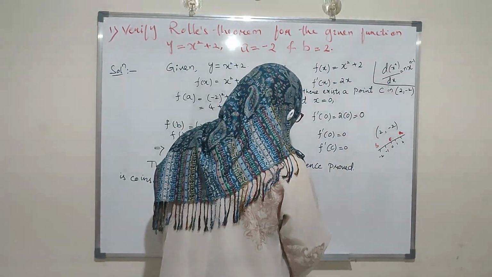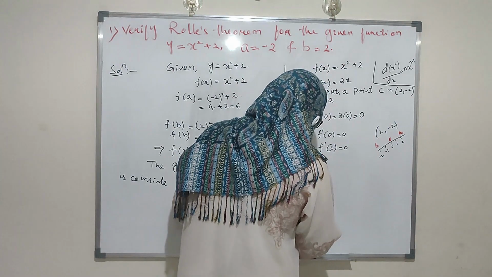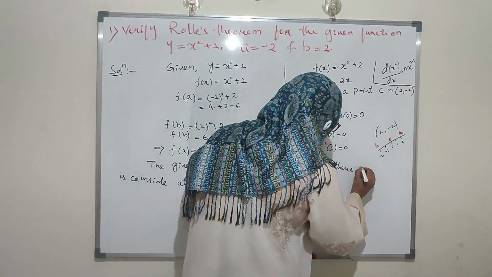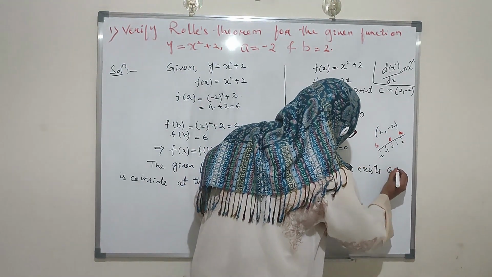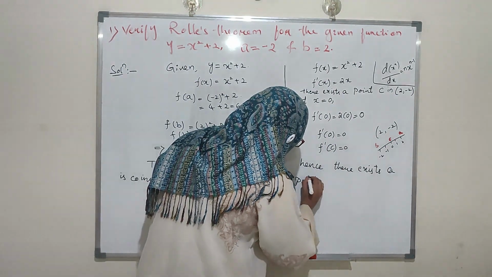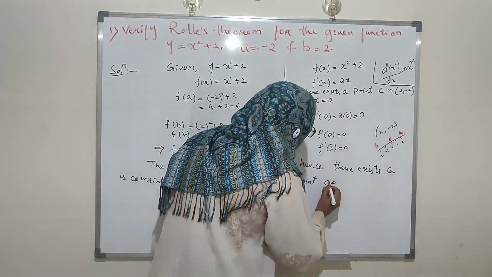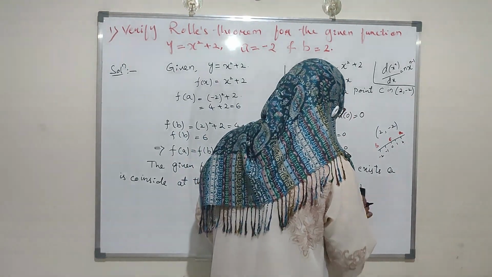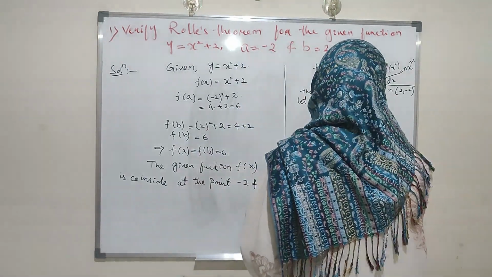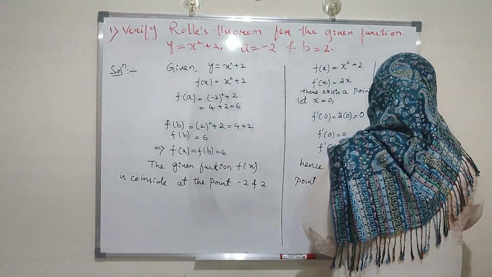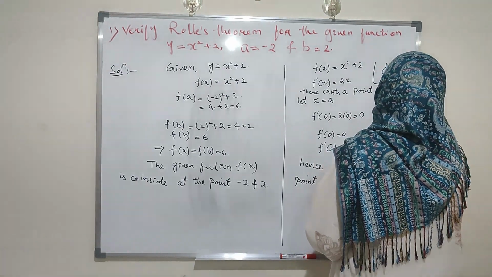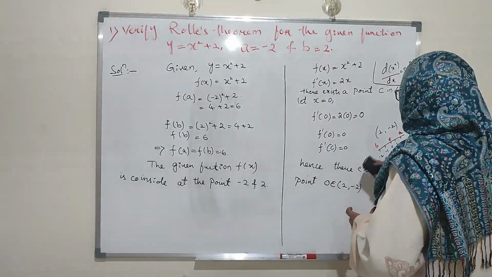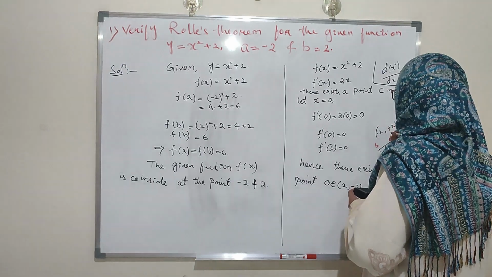So we can write one sentence here once again. Hence there exists a point 0 belonging to minus 2, 2. Sorry, first write minus 2. First point is minus 2 and second point is plus 2. It is given a is minus 2, b is 2. So write first minus 2 and second plus 2.